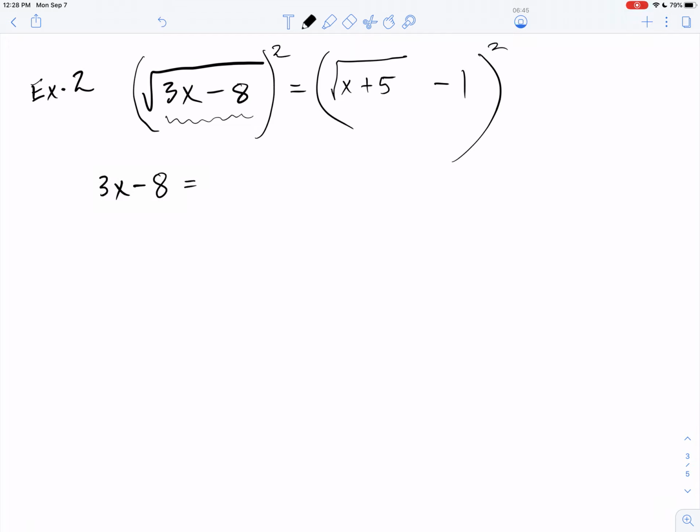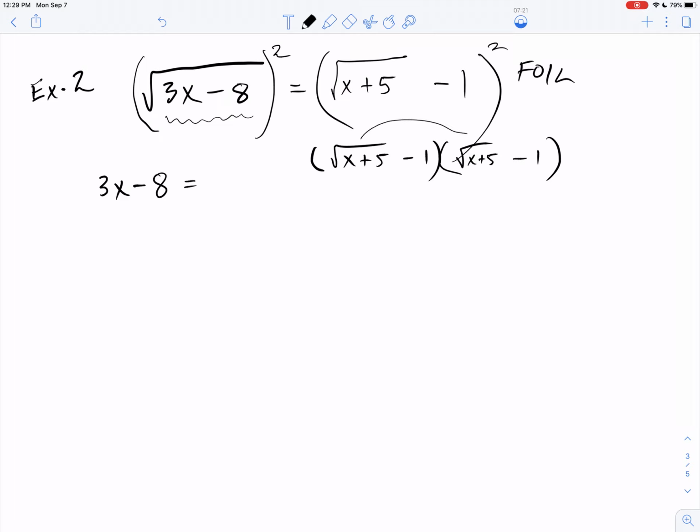You get this. But here's where this one gets gnarly. You got to FOIL that thing. You cannot drop it like it's hot. You can't do that. It's breaking the rules. Whoops. So what do I do instead? I have to FOIL this thing. So I'm going to take rad x plus 5 minus 1, and I'm going to multiply it by itself. Rad x plus 5 minus 1. It's not as bad as it looks. It really isn't. But let's just clean this thing up.